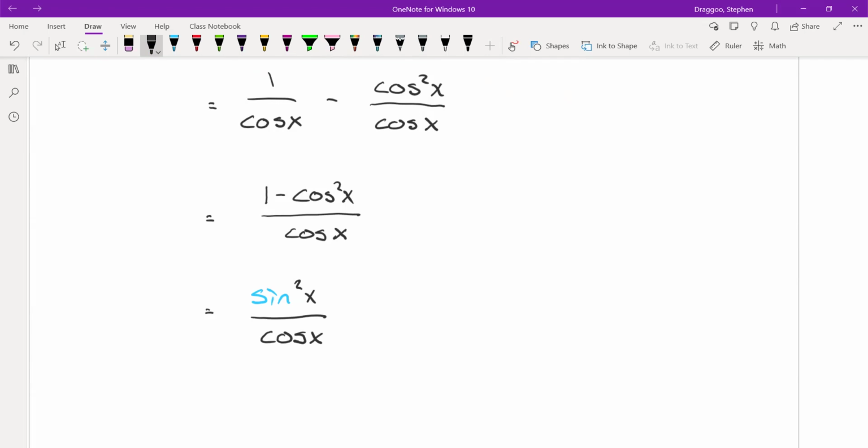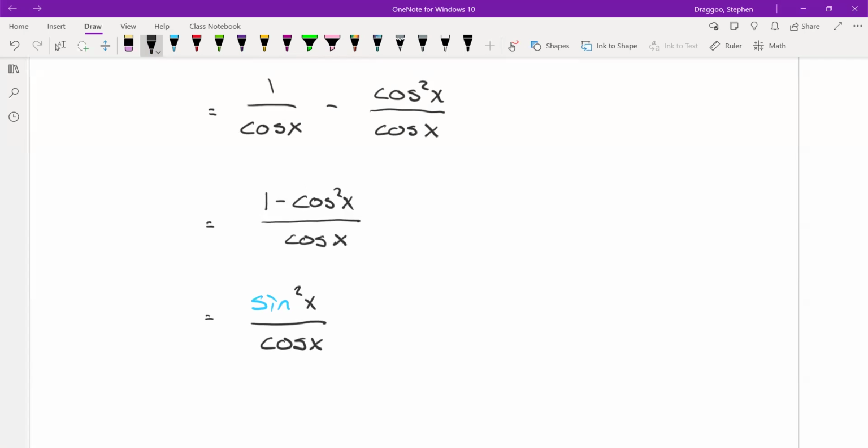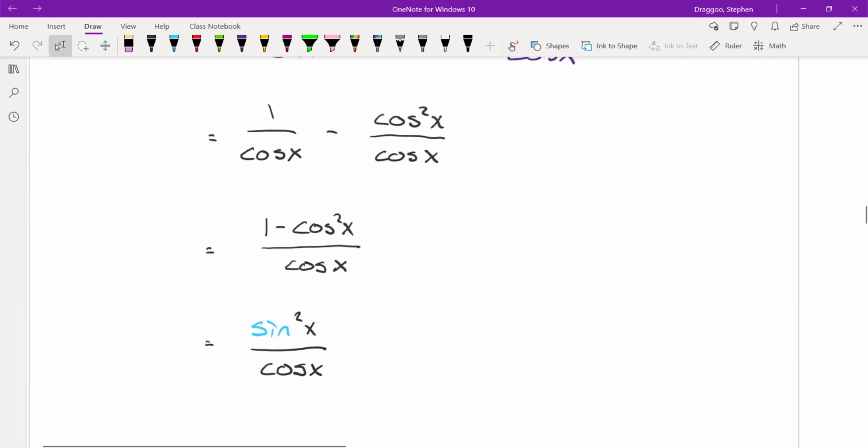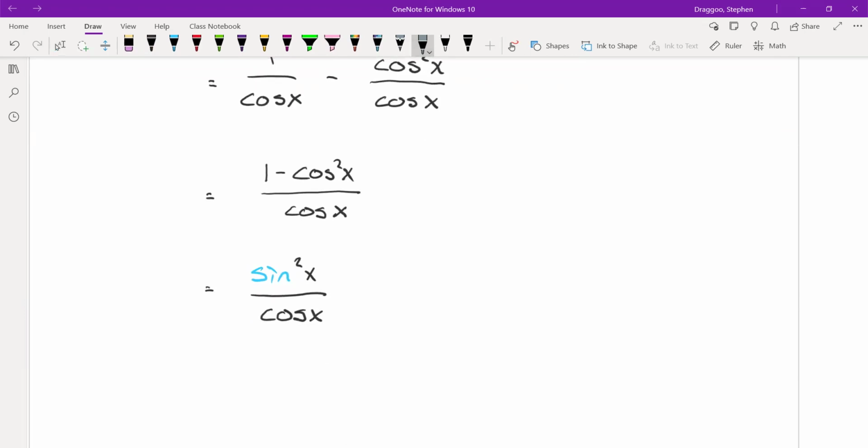I've already changed everything to look like sines and cosines. I should remind myself what I'm trying to set this equal to. It's been a minute since I've looked at that, so come back up to the top. My left side was tangent x over cosecant x. So I'm just going to bring that back down. Tan x over cosecant x.